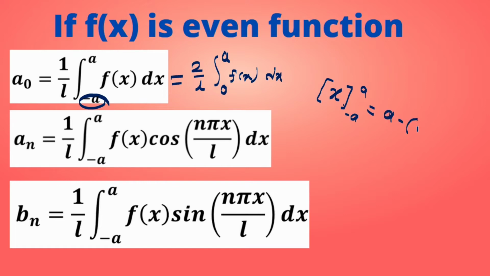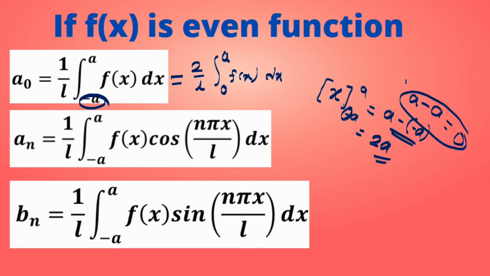When we put the lower limit as minus a, that means the answer is twice a. But sometimes we make a mistake: we don't write the minus sign in the lower limit. We directly put upper limit a minus lower limit and we get the answer 0, and this is likely to be wrong.